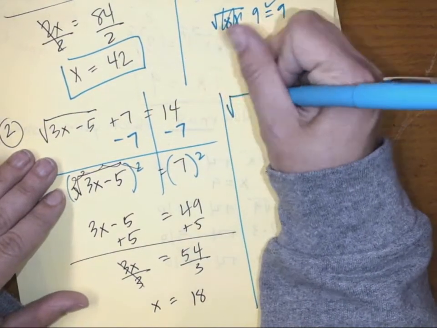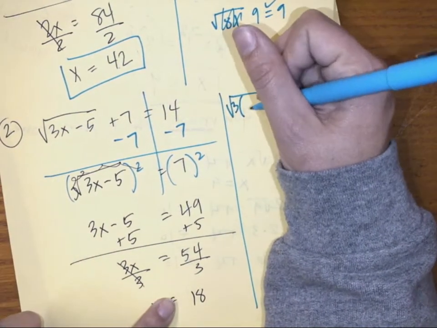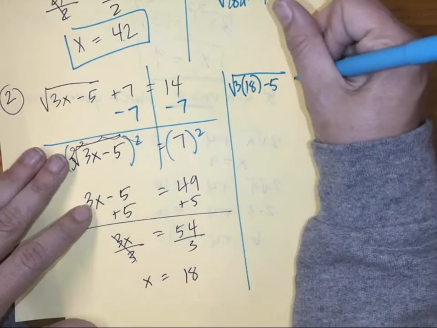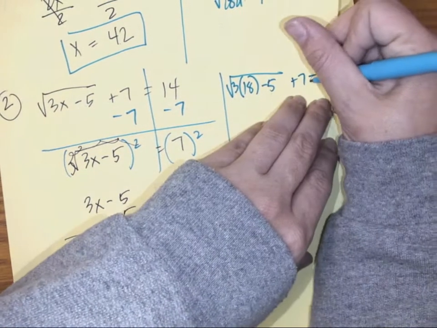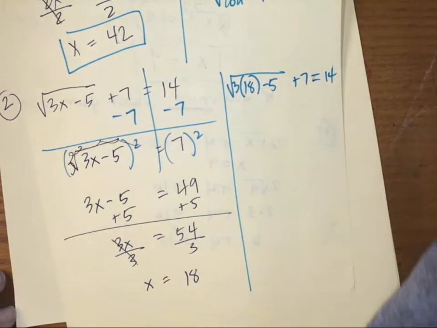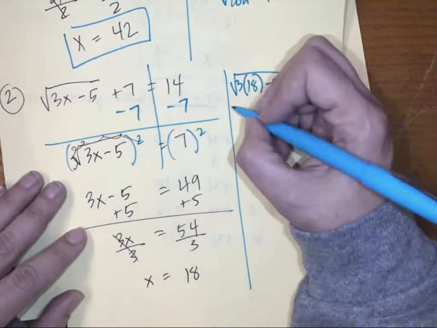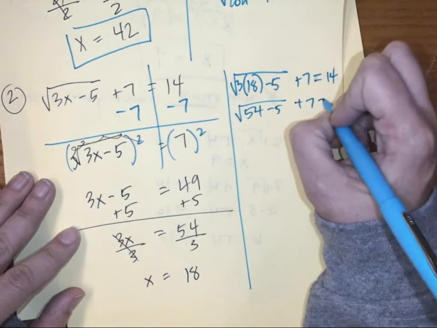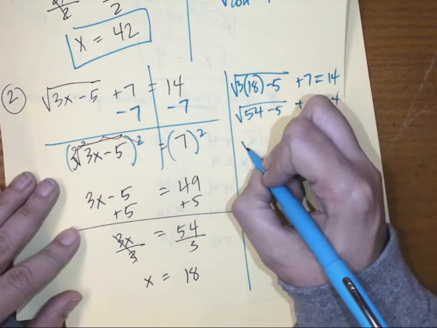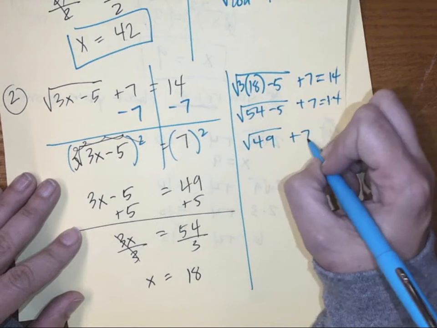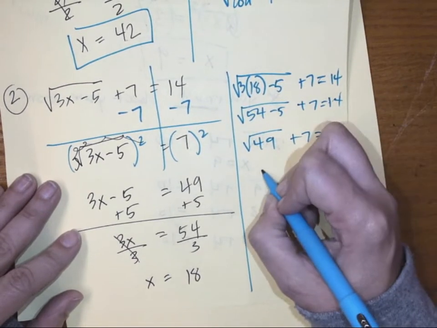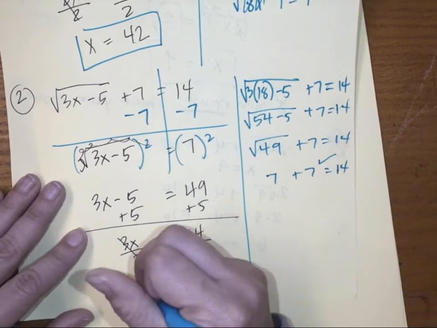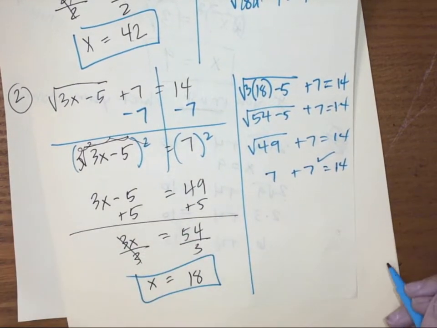Okay, so just to make sure this works, let me plug it back into my original equation. The square root of 3 times x, which is 18, 3 times 18 minus 5, and then plus 7 on the outside. Let's see if that's equal to 14. So 3 times 18 is 54. And then 54 minus 5 is 49. The square root of 49 is 7, and 7 plus 7 does equal 14. So this is the correct answer.